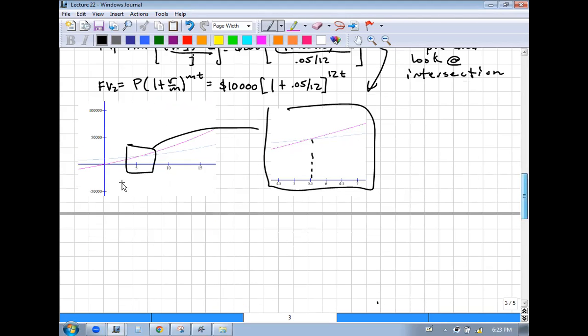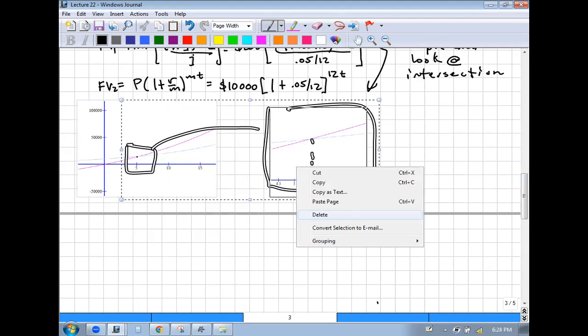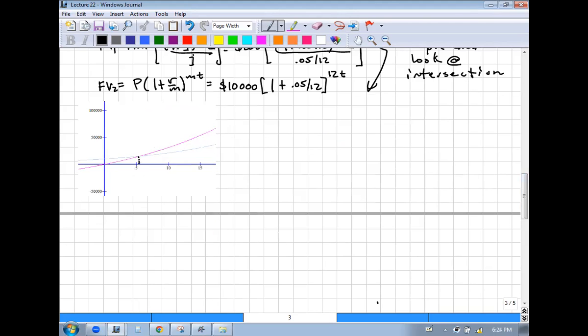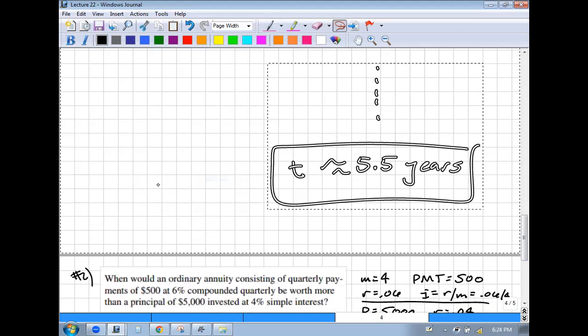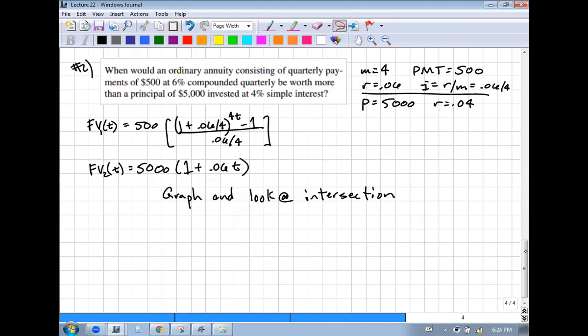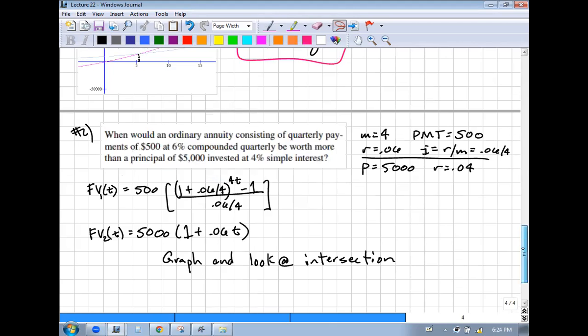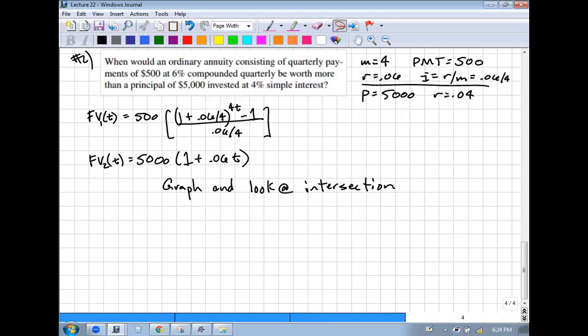Oh no, we don't even need that. T is approximately 5.5 years. And then number 2. And I don't want to bother graphing because it's a waste of time. All right. There's the whole class.